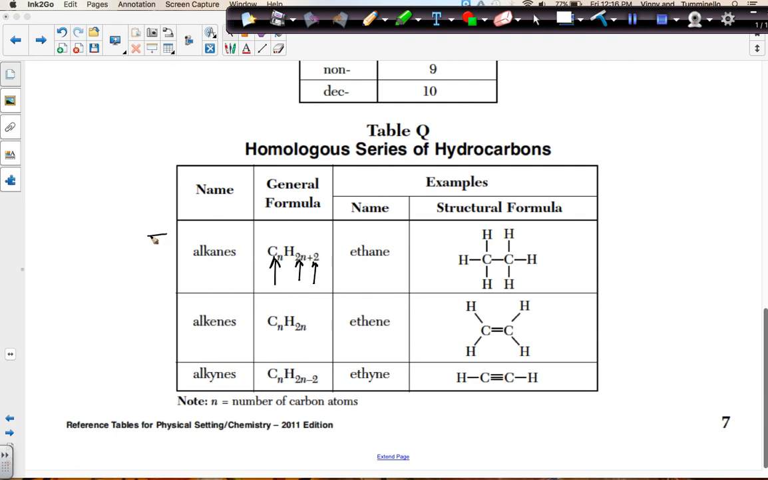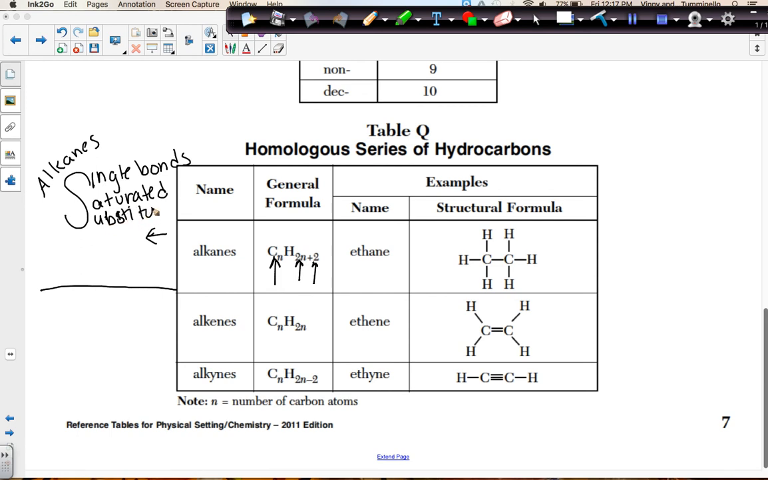The alkanes will have all single bonds. The alkanes are saturated because single bonds are saturated, and the alkanes will undergo the reaction called substitution. Now, substitution, which we'll talk about in another video, always has 2 products. So that S actually goes with this S.